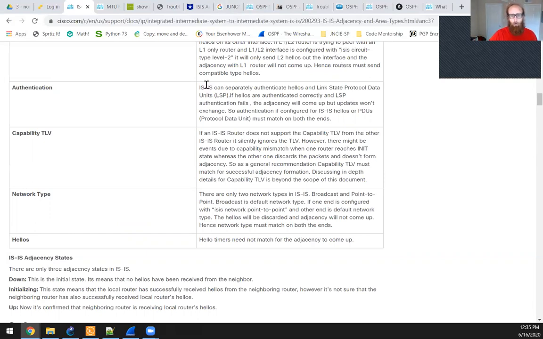All right, so that's good to know. You've got to separately set up authentication for both hellos and link state protocol data units if you want to fully configure authentication for ISIS. That's something I actually did not know from the last one. Oh, well, it looks like it can do that. I don't know whether or not it does that by default. All right, moving on.